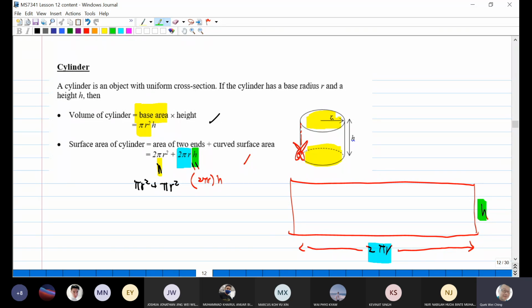Okay, this is how you get the volume of a cylinder and the surface area of a cylinder. Then immediately we have an example to solve this problem.